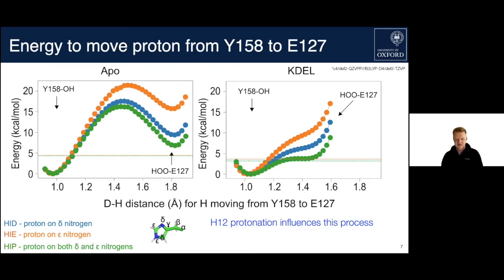So that tells you two things. One is that it looks like H12 has some influence. Even in the apo state, there is some influence of H12, even though this barrier means that it's not going to be actually meaningful. But certainly there's some influence here. And it also tells us that in the KDEL bound state, the protonated histidine would allow this transfer of a proton potentially, and that it's a very low energy barrier to move the proton between those two oxygens.